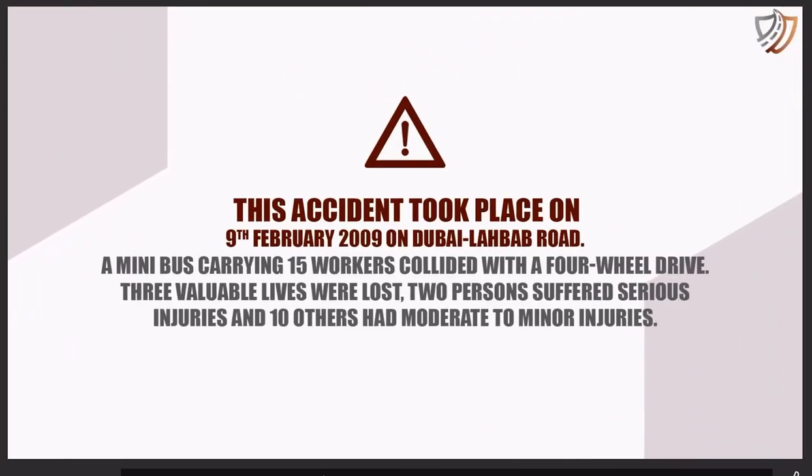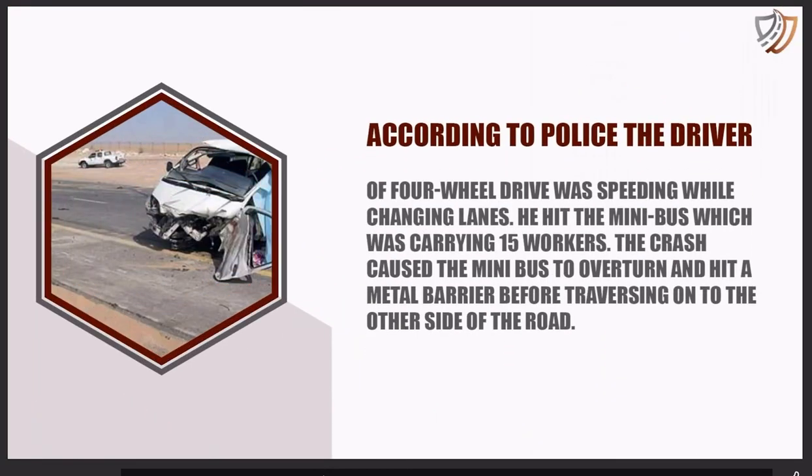Crash with passing vehicle. This accident took place on Monday, the 9th of February 2009 on Dubai Labab Road. A minibus carrying 15 workers collided with a 4-wheel drive. 3 valuable lives were lost, 2 persons suffered serious injuries, and 10 others had moderate to minor injuries. According to police, the driver of the 4-wheel drive was speeding while changing lanes. He hit the minibus, which was carrying 15 workers.